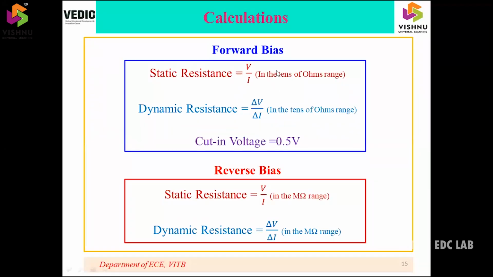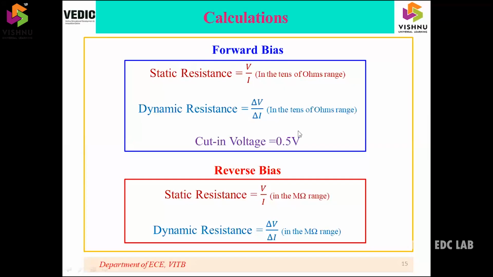Calculations. For forward and reverse biased diode, we are calculating static and dynamic resistances. And we also calculate cut-in voltage of the diode in the forward bias. Identify one point called operating point on the forward characteristics. The corresponding voltage and current give the static resistance. Identify two more points close to each other on the forward characteristics. The change in voltage and the change in current give the dynamic resistance. The static and dynamic resistance for the forward biased diode is in the range of tens of ohms.